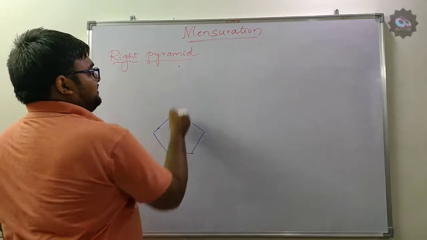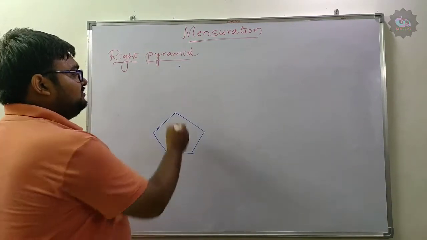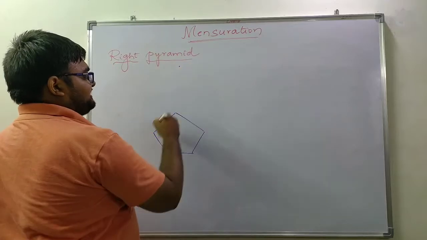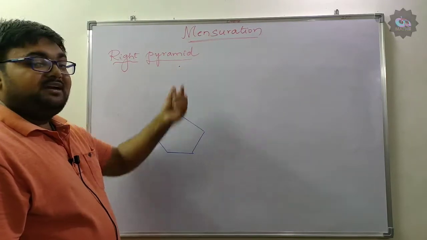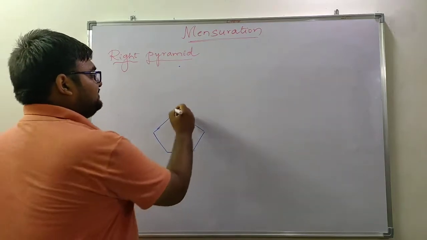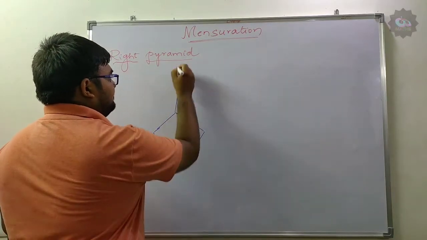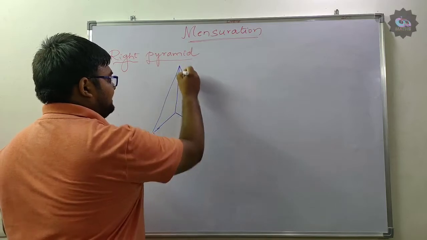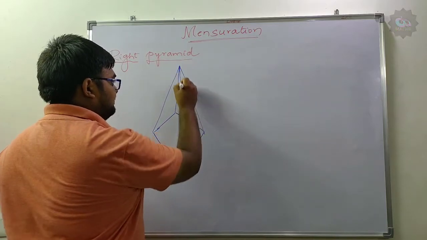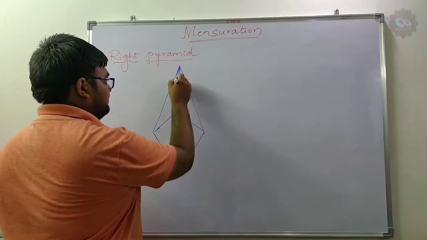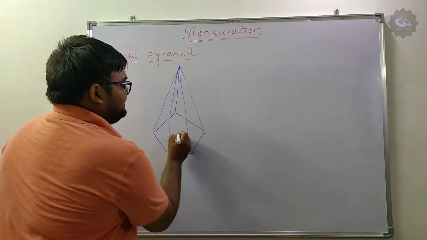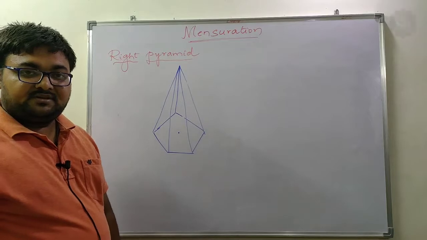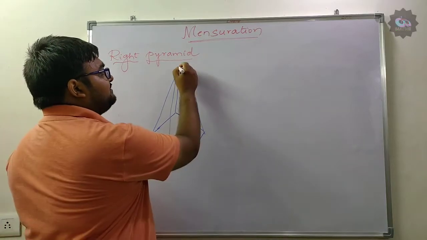Now this is the base, so from these base sides I am going to connect to this particular point by means of triangles. On connecting the triangles I am going to form a pentagonal pyramid.